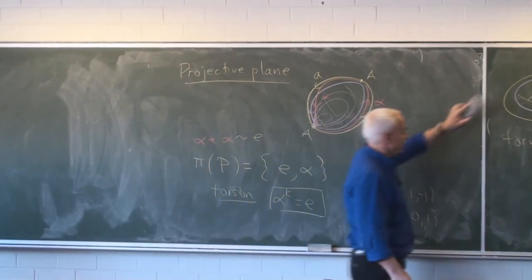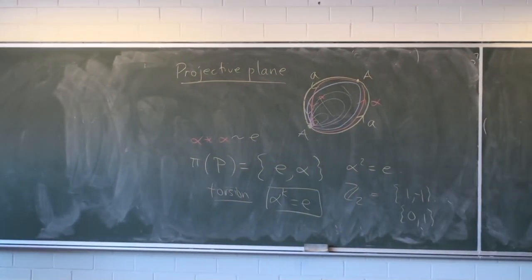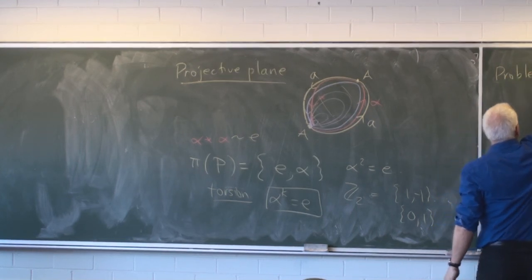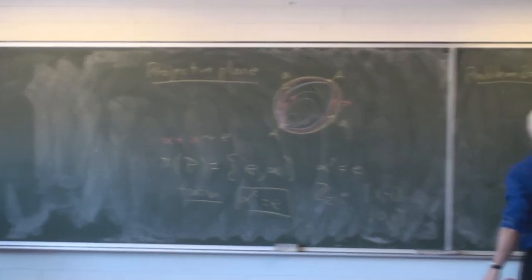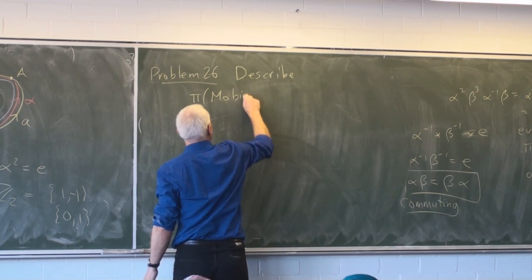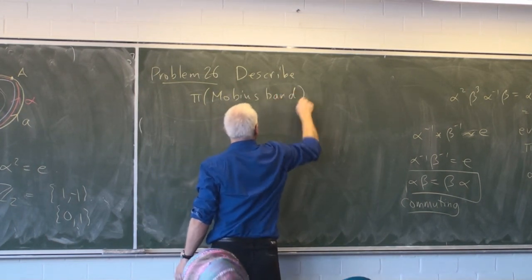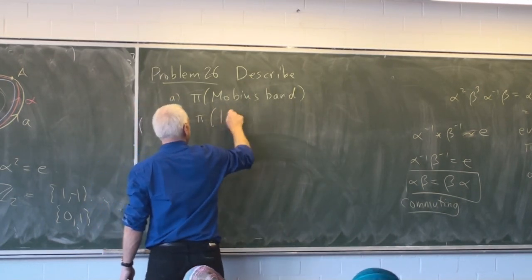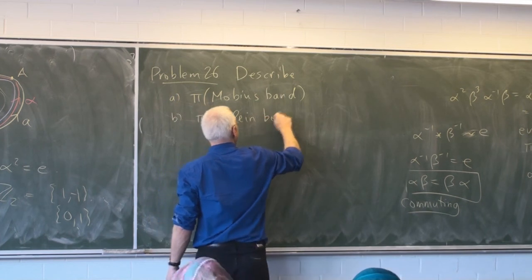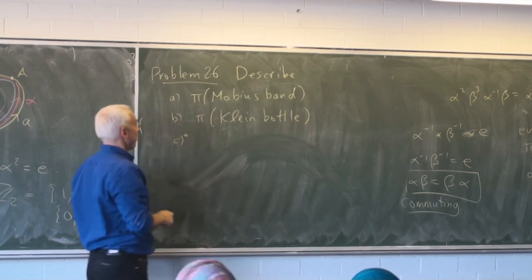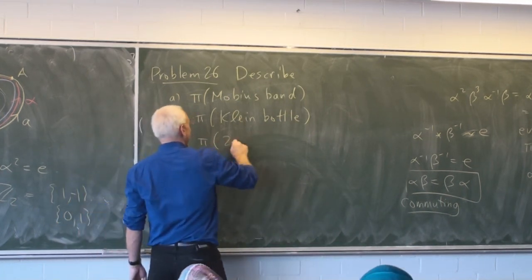Okay, so let me give you a few problems. Problem 26. A, describe the fundamental group of the Mobius band. And B, the fundamental group of the Klein bottle. And C, maybe a bit more complicated, the fundamental group of the two-hole torus.